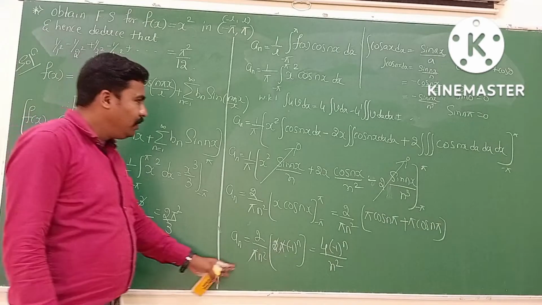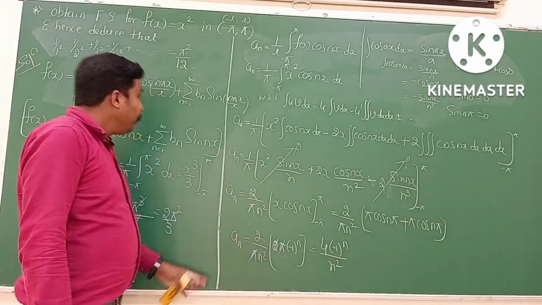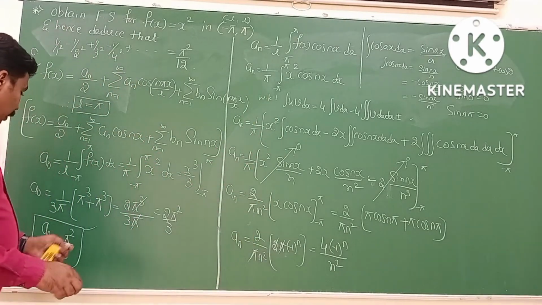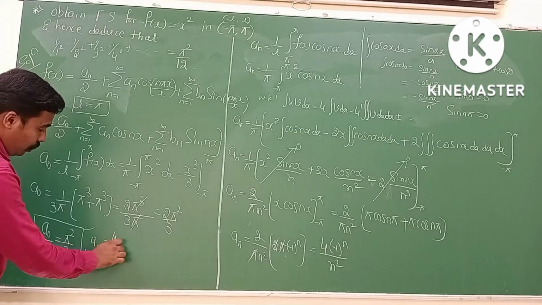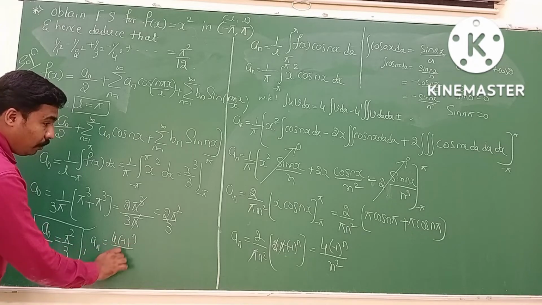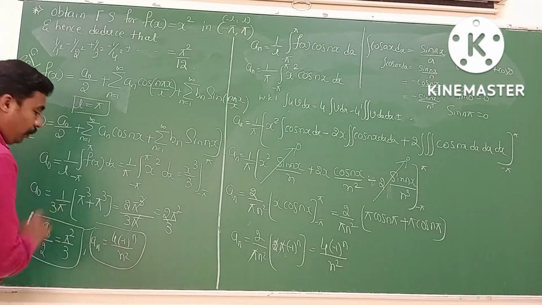I hope you got it. It is very simple, integration by parts. So on one side I write a naught, which I know, and an also. So what is the an value? 4 minus 1 power n divided by n square. This is our an value.